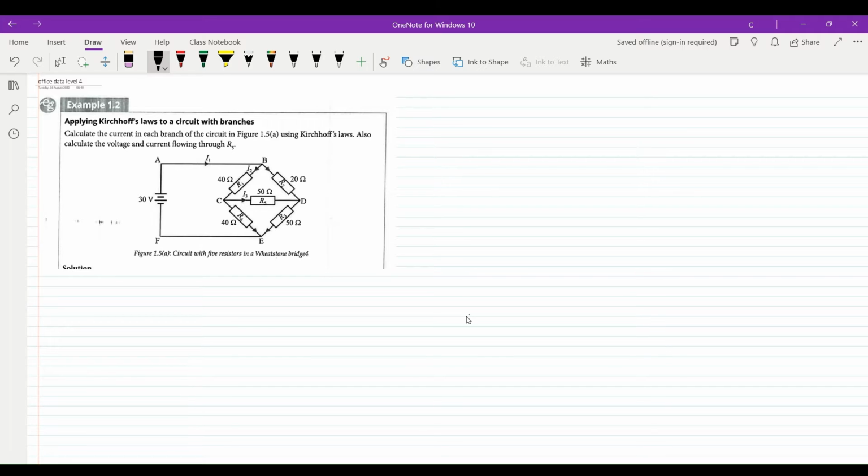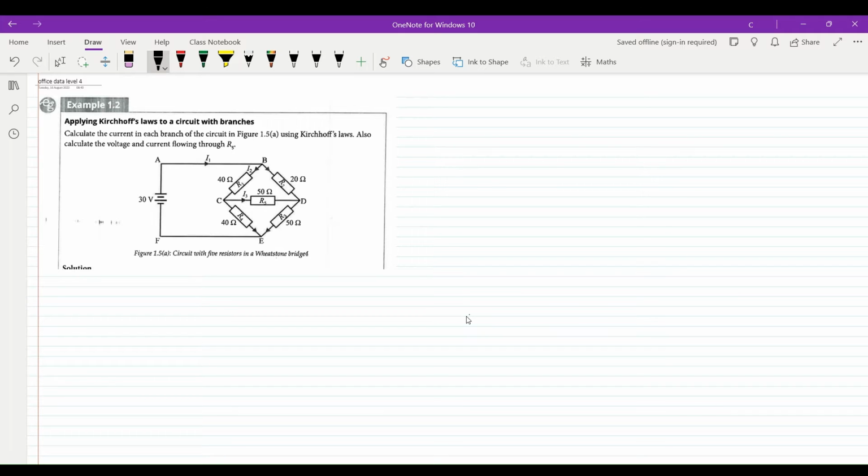In today's session, we'll be looking at example 1.2, Kirchhoff's law in a Wheatstone bridge circuit. If you look at it in your student book, you will see this circuit. I want to take you through step by step on how to go about solving this circuit. The first question says: calculate the current in each branch of the circuit in figure 1.5a by making use of Kirchhoff's laws. Also, calculate the current and voltage flowing through the R5 resistor.